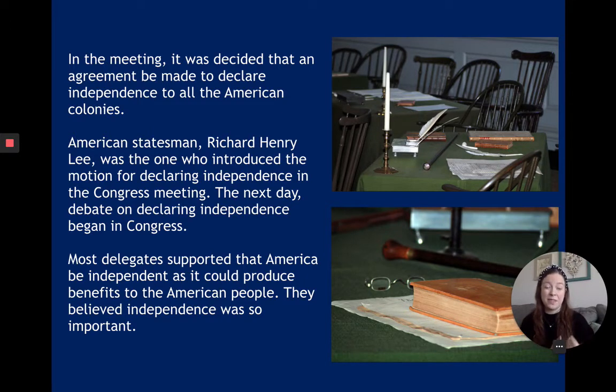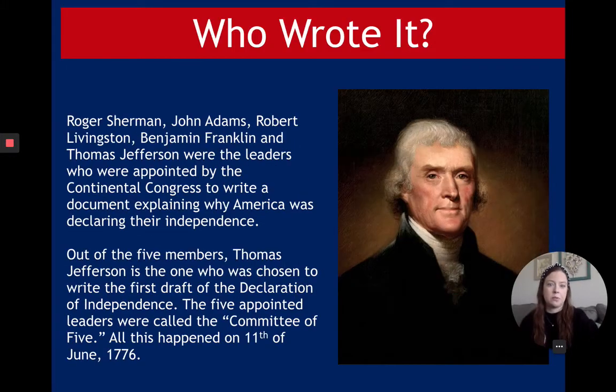But some of them liked it. Some of them were like, this isn't that bad. Why are you complaining? But they all had to agree to declare independence. All the colonies had to agree because they were going to be going against a really powerful country at this time in history. Most delegates supported that America be independent, as it could produce benefits for the American people. They believed independence was important.